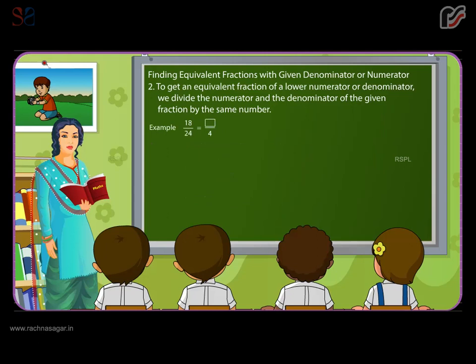Next, we need to find the equivalent fraction of 18 upon 24. The given denominators are 24 and 4. 4 is lesser than 24. So, divide 24 by 4. 24 divided by 4 is equal to 6. So, 18 divided by 6 upon 24 divided by 6 is equal to 3 upon 4. Therefore, 18 upon 24 is equal to 3 upon 4.